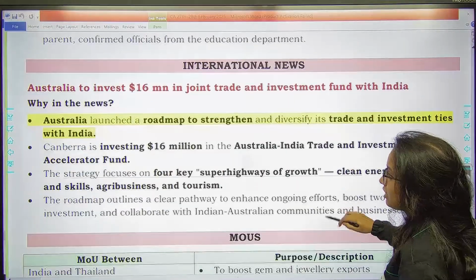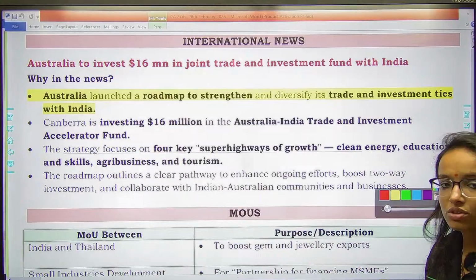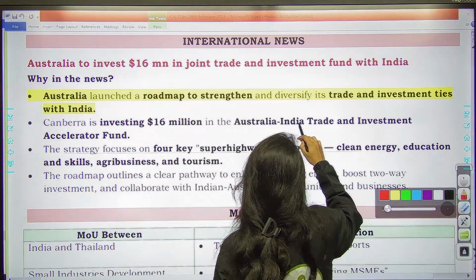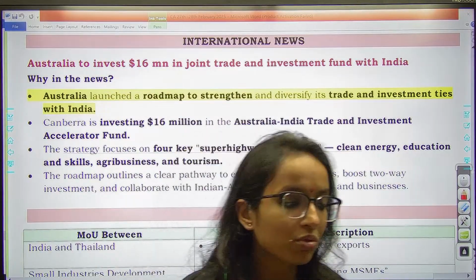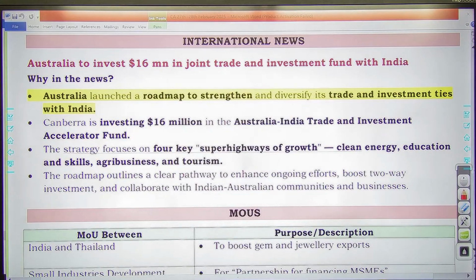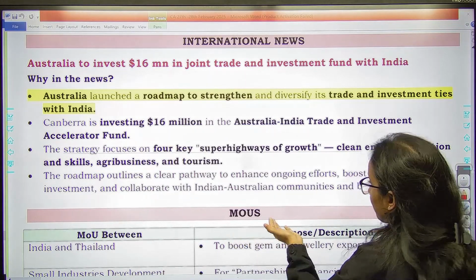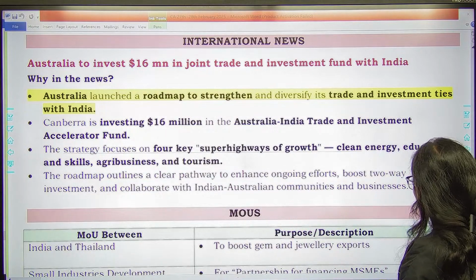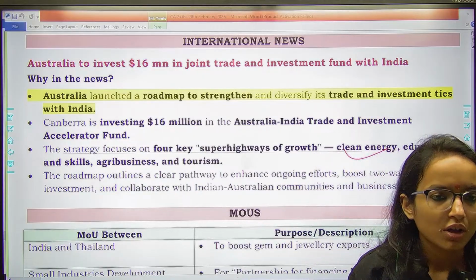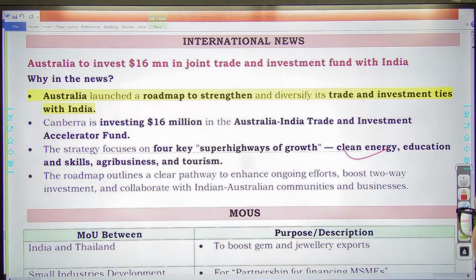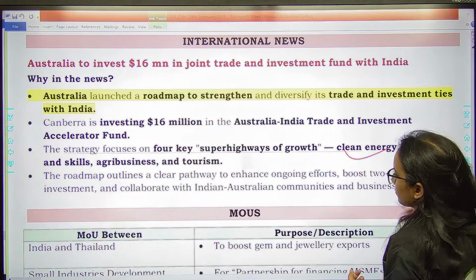The next is international news. Australia has launched a roadmap to strengthen and diversify its trade and investment ties with India. Trade investment को diversify करने के लिए Australia and India are collaborating furthermore. So Canberra will be investing $16 million in this fund. Clean energy, education, agribusiness, tourism, all these will be the sectors onto which they will be collaborating.